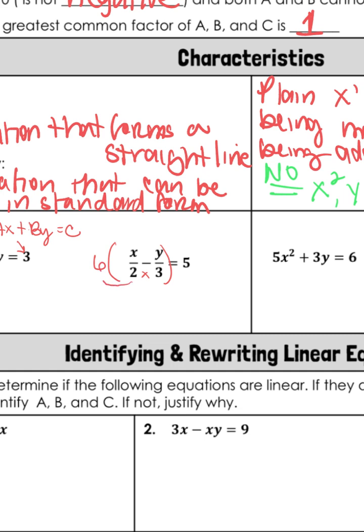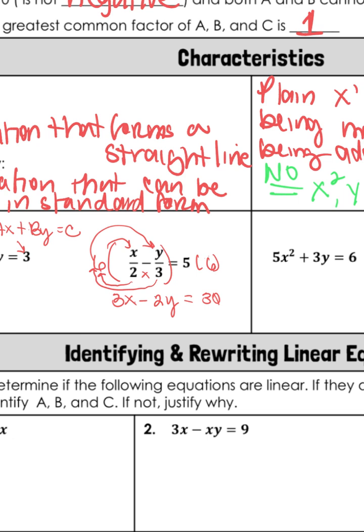So 2 goes into 6 3 times. 3 times x is 3x. 3 goes into 6 twice. 2 times y, and that's subtraction, I'm sorry. 2 times y is 2y. And you also have to multiply the 5 by 6, because what you do to one side of the equal sign, you must do to the other. And that equals 30.